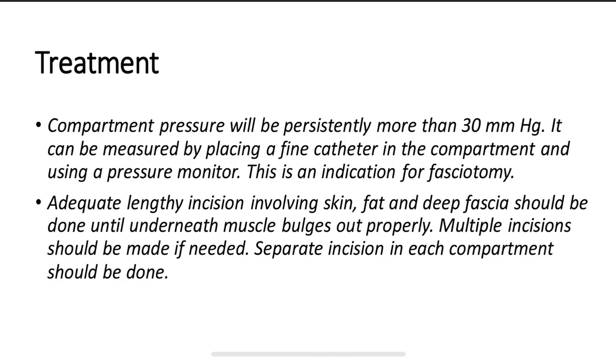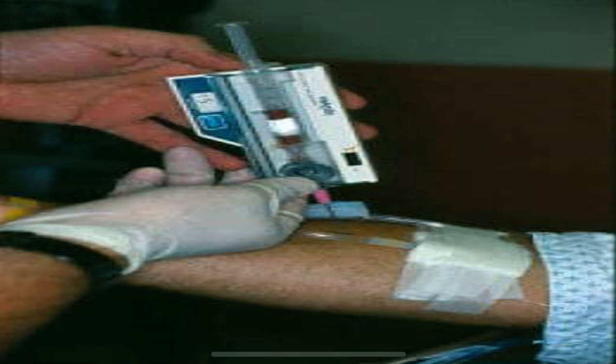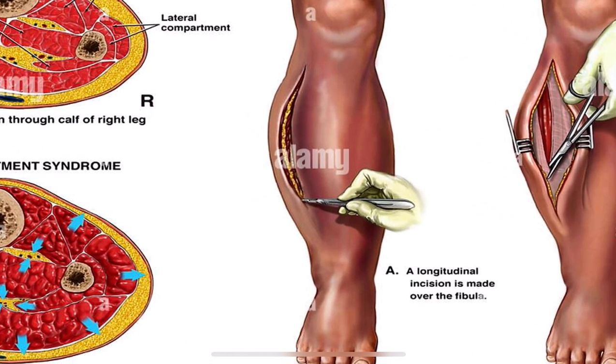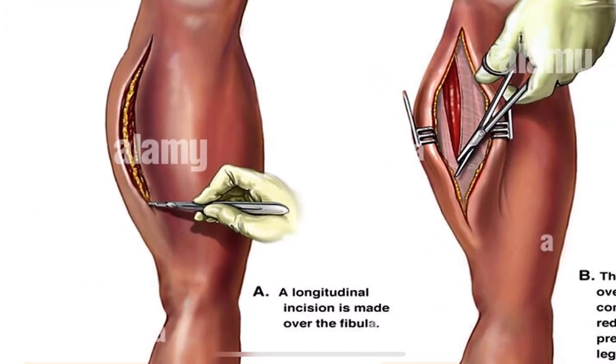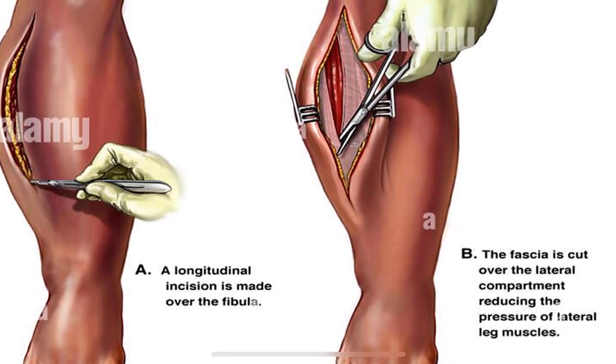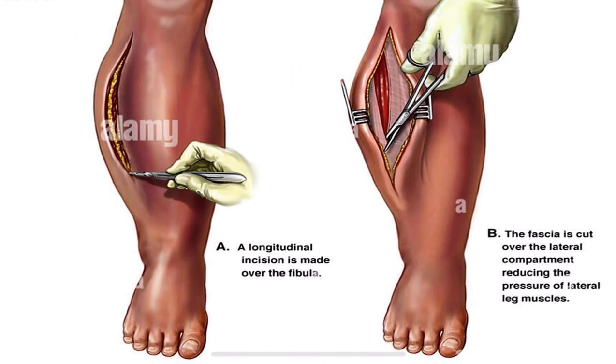So we saw the compartments. Why did we discuss the compartments? So that you know where each of the compartments is and how to give the incision. A lengthy incision in the anterior compartment, one in the lateral compartment, one in the superficial posterior compartment, and the deep posterior compartment to be given. So you can see the pressure which they are measuring here, and then these are the longitudinal incisions which are made in the muscle. The fascia is cut over the lateral compartment, reducing the pressure of the lateral leg muscle.